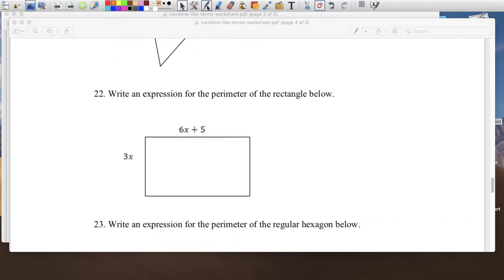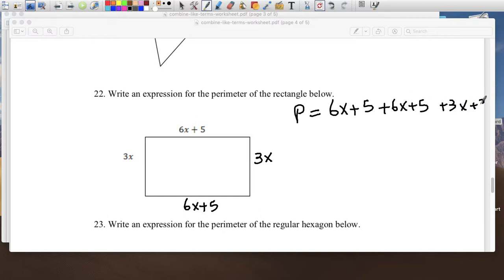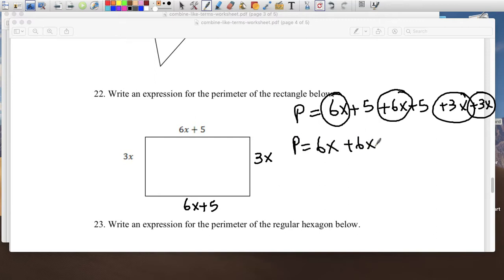Here on the rectangle, I want the perimeter again. So if this is 3x, this means this is 3x. If that's 6x plus 5, this is 6x plus 5. Well, perimeter means add all the sides, so let's do that. 6x plus 5 plus 6x plus 5 plus 3x plus 3x. This one's nice and easy because it's all addition. But nevertheless, I'm going to circle all my x's. So plus 6x, plus 3x, and plus 3x. And I'm going to put them side by side. So perimeter equals 6x plus 6x plus 3x plus 3x.